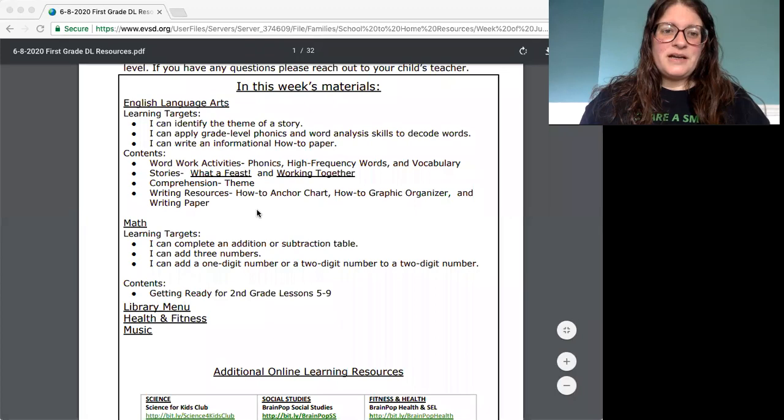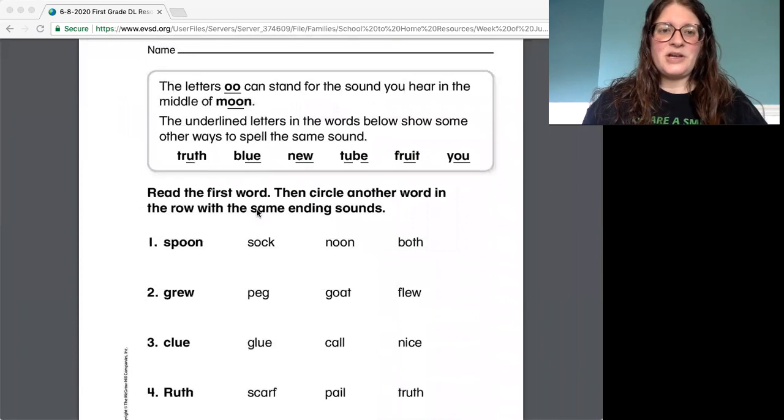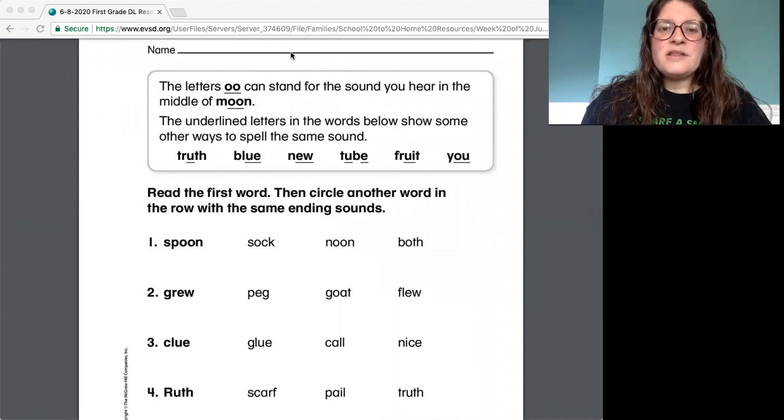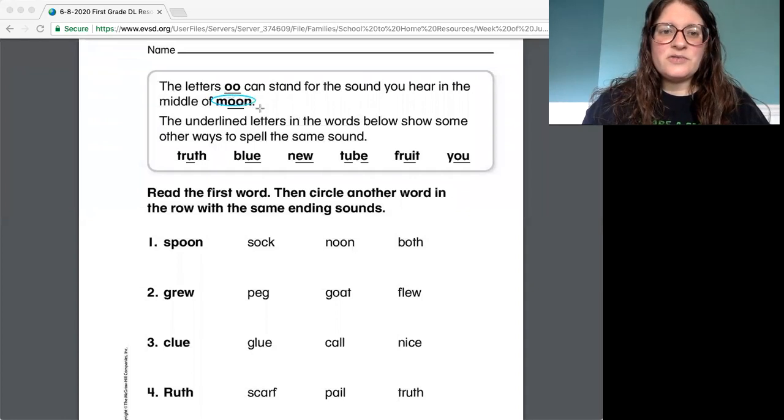When we scroll down here, we're going to see all the way to this page here, the letters OO stand for the sound you hear in the middle of moon. And you're going to see that there's some words here that have OO spelled for the ooh sound, but there's other ways to do it. Sometimes you just have the letter U, as in the word truth. Sometimes you have a UE together that says ooh, as in blue, but it's still making that ooh sound. And there's another way to do it.